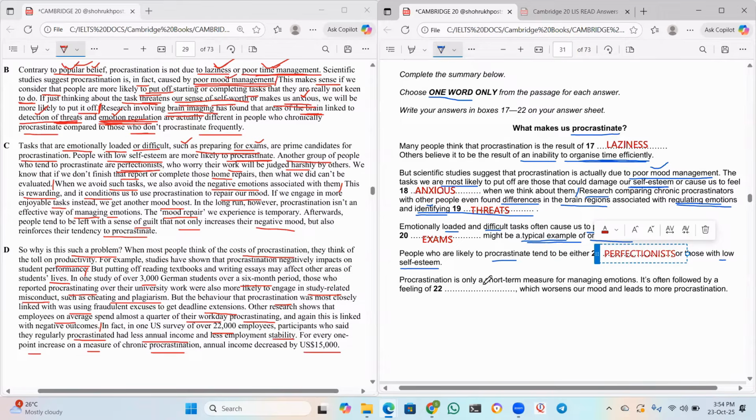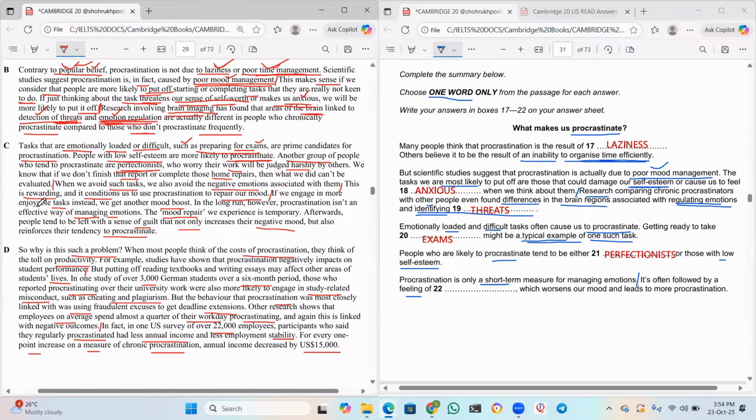Next, procrastination is only a short-term measure for managing the emotions. It's often followed by a feeling of dash, which worsens our mood and leads to more procrastination. So he's talking about some feelings. What is that feeling? Which feeling is he talking about? So when we avoid tasks, we also avoid the negative emotions associated with them. This is rewarding and it conditions us to use procrastination to repair our mood.